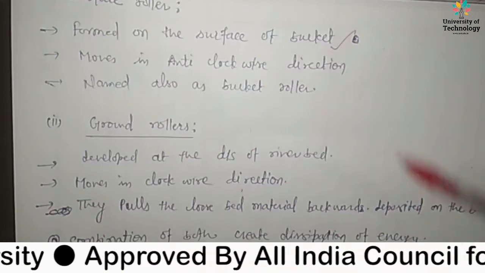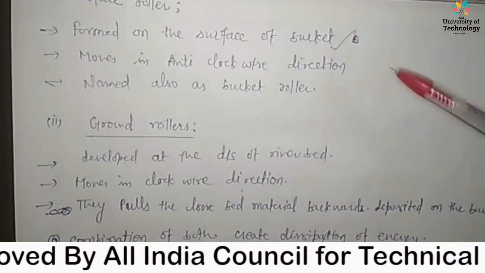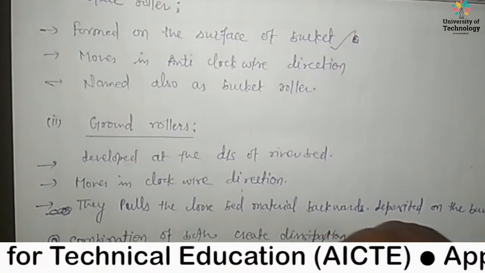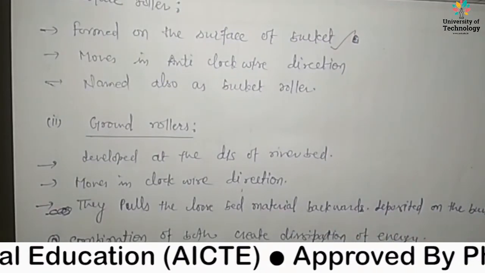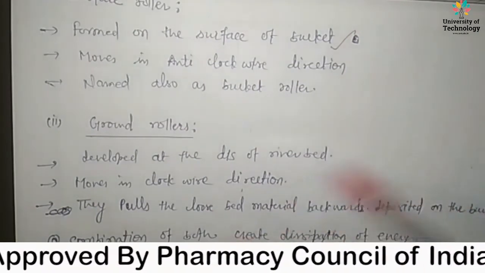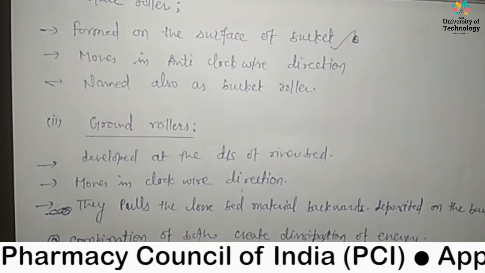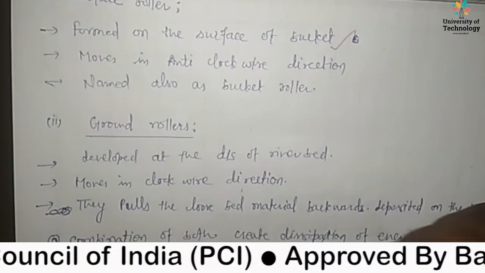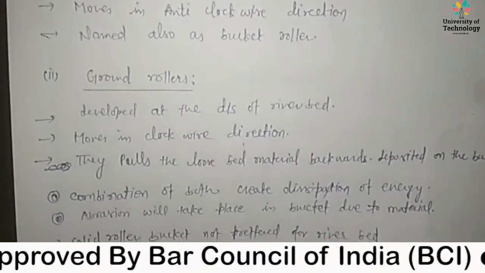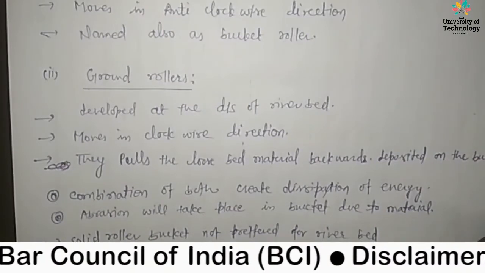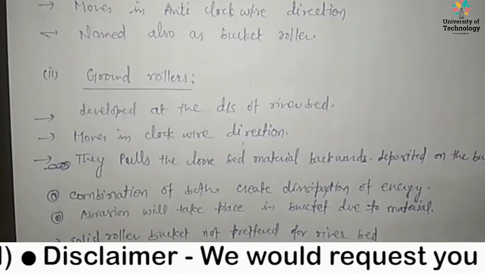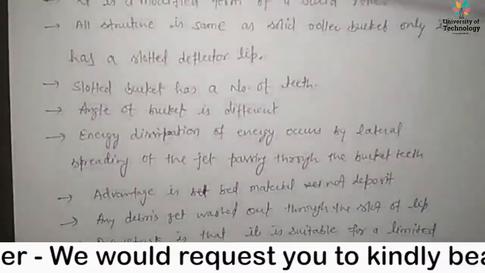The main purpose of providing all these bucket rollers or any other roller buckets is energy dissipation. Here abrasion will take place in the bucket due to material. So material will also be present here, so abrasion will take place. And an important point about the solid roller bucket: it is not preferred where the river bed is higher on its downstream. So this is the disadvantage of this solid roller bucket.